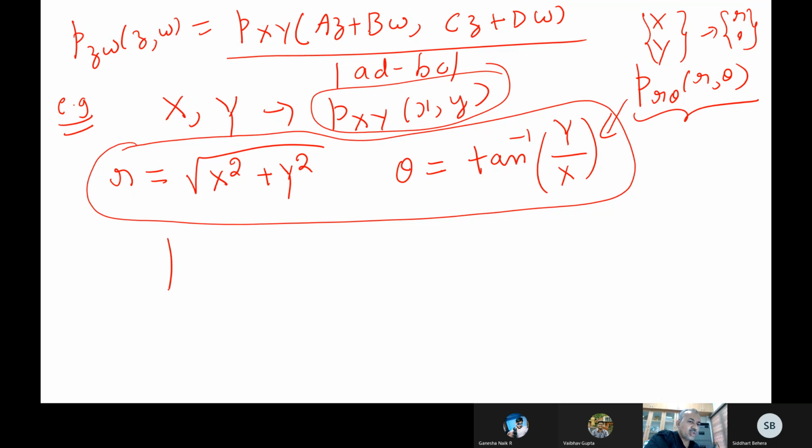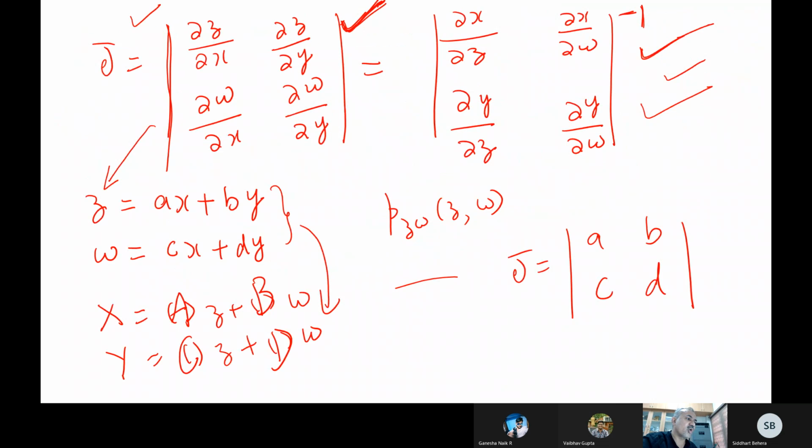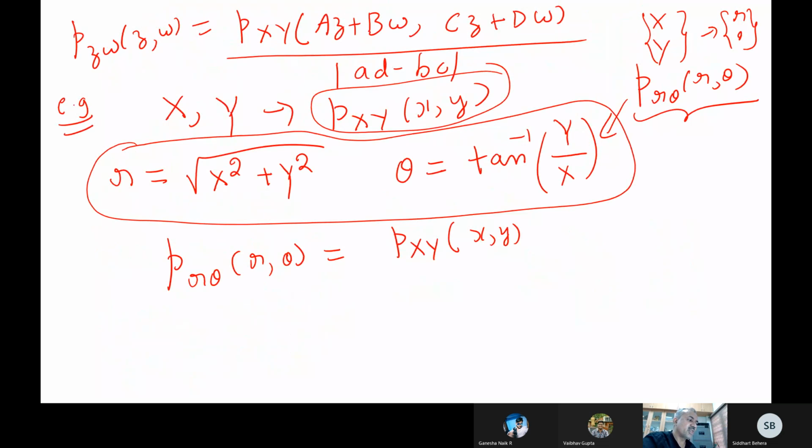So now, as already told, our expression is p of r, theta in terms of p of x, y. And now what will be the Jacobian here? Look at this problem. What is the Jacobian matrix? Which one will you use, the first one or the second one? Which is easy here? dou r by dou x, dou r by dou y, then dou theta by dou x, dou theta by dou y.